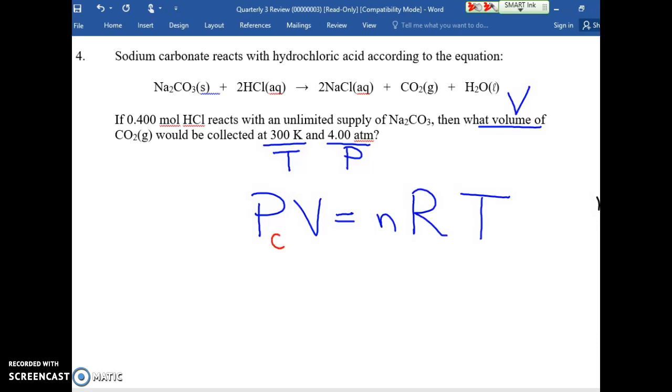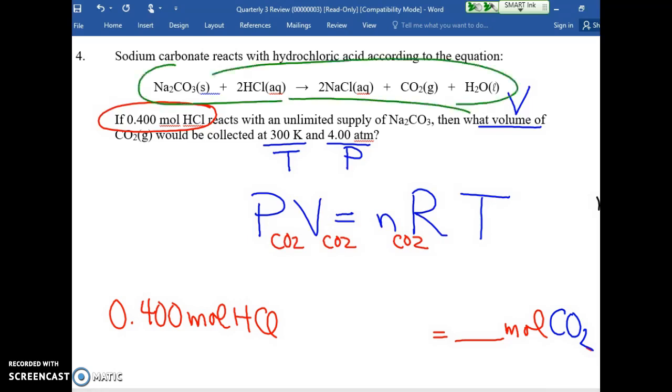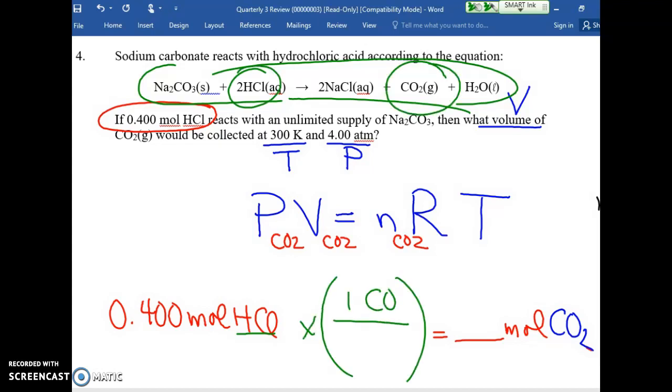This formula deals with CO2, the pressure of CO2, the volume of CO2, the number of moles of CO2. Be careful. They gave you the number of moles of HCl. I have to convert that to moles of CO2. What do I do? I go to what I call my mole recipe up top. It says that for every 2 HCl's, I'm going to produce 1 CO2. So that's my conversion factor. There's 1 CO2 for every 2 HCl's. I solve for that, and I get 0.200 moles.